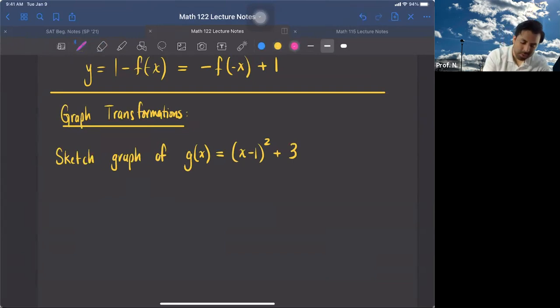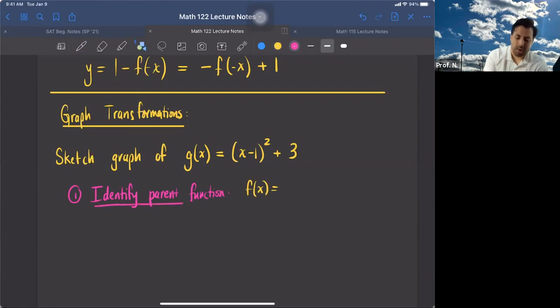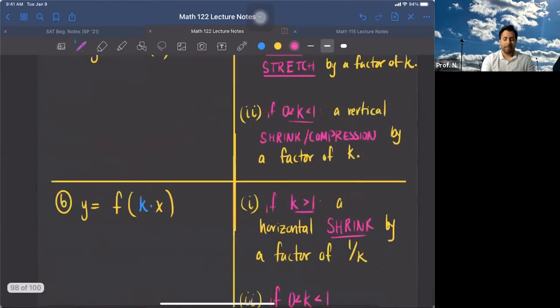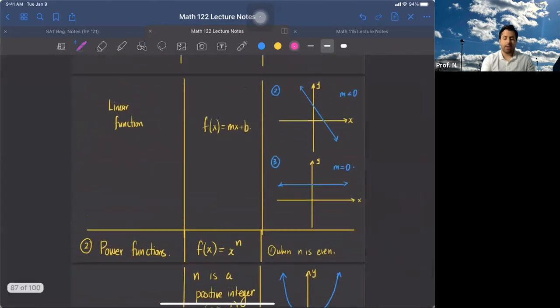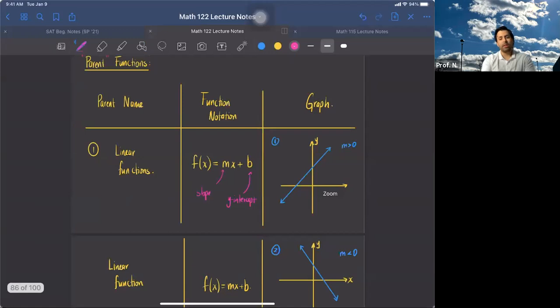The first thing that you should be able to do is identify the parent function. So what is the parent function? What is the f of x that we're dealing with? You can go back to your list of parent functions and see which one is closest. We have a list of all of the parent functions. So is it a linear function? No, because there's no square in the linear function.